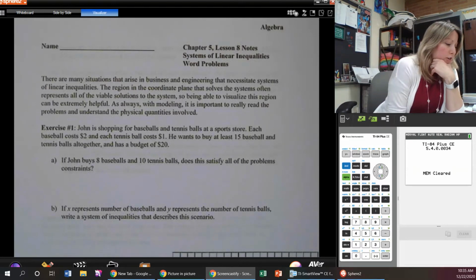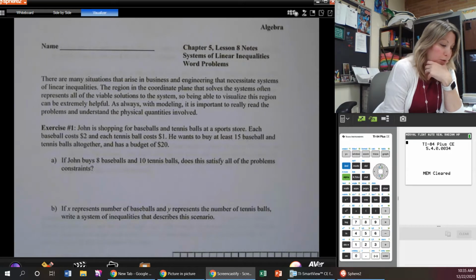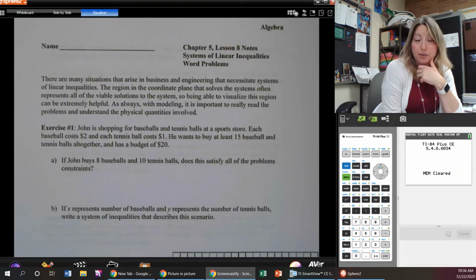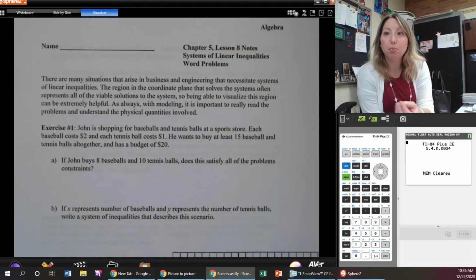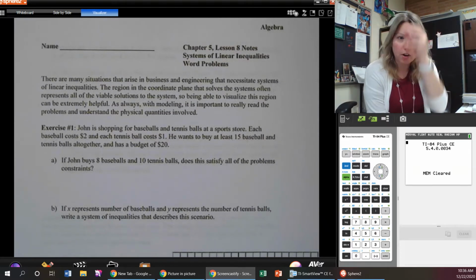So, John is shopping for baseballs and tennis balls at a sports store. Each baseball is $2 and each tennis ball is $1. He wants to buy at least 15 baseballs and tennis balls all together, but he has a budget of $20. And so this is where it comes into play, that budgeting constraint, right?